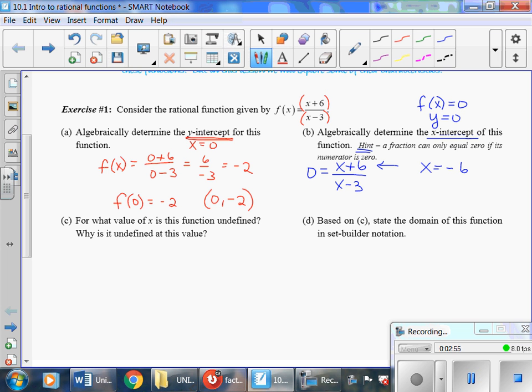Okay, so in this case, we are looking for our point. So if it's asking for the x-intercept, it wants a point, and that point is going to be negative 6, 0. Okay, so just to remind you, if they're asking for the x-intercept or the y-intercept, that can actually be a point. But if it's asking for the roots or the zeros, those are going to be numbers.